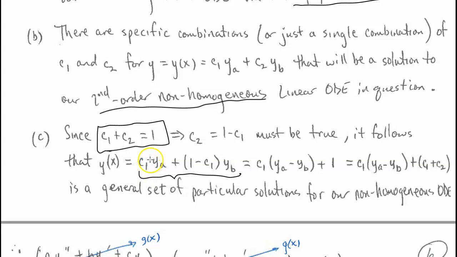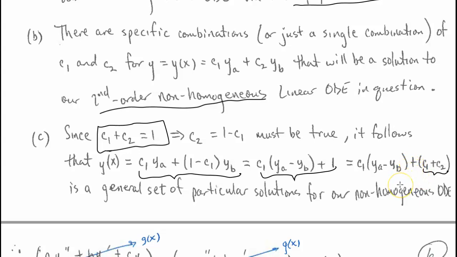value of C1 here. Now, if I rearrange some things, notice that here I have a constant, which is indeed arbitrary, times the difference in between these two particular solutions plus this value of 1. And of course, we know 1 is just C1 plus C2 here, okay?